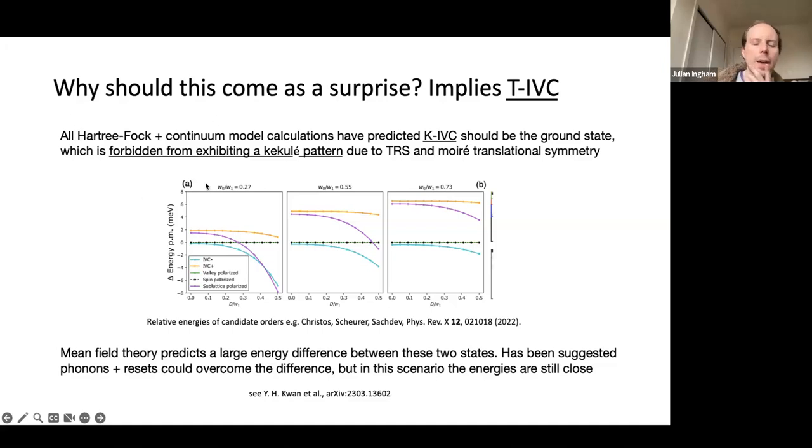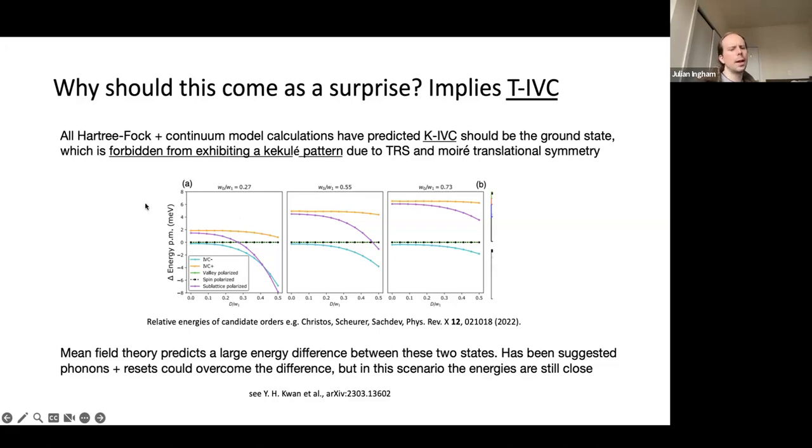So in the middle, these lines are basically the calculated energies in Hartree-Fock for a bunch of possible ground states. And this is actually for twisted trilayer graphene, but something similar holds for bilayer. Light blue here is KIVC. So it's negative, so it's a favored ground state. And TIVC is this orange line. So it's never favored, always positive, never a ground state. And the energy gap between them is quite considerable. It's typically about 5 MeV.